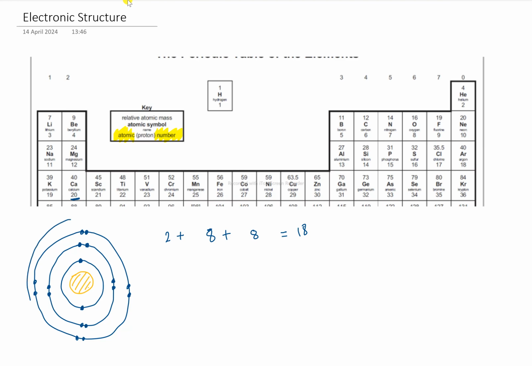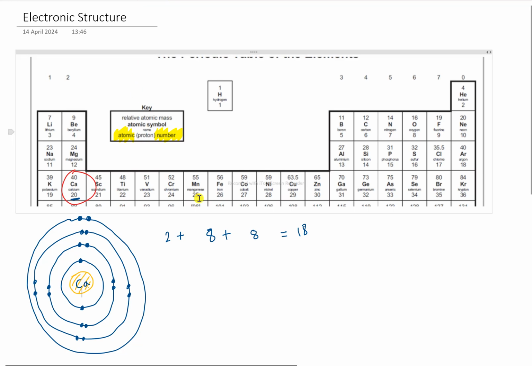So what we'll do is we just draw another shell. So this is our fourth shell, and for calcium I just need to draw another 1, 2. So now I've got 20 electrons altogether. So I've just drawn the electronic structure for calcium. Okay, how do I get rid of that? There you go.